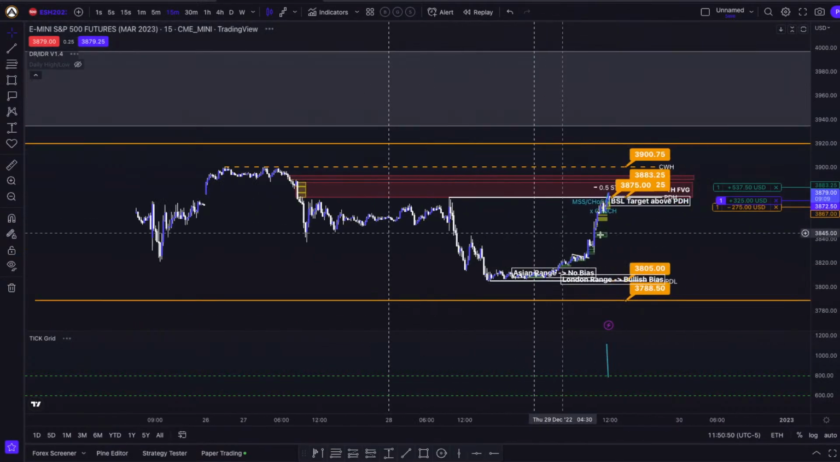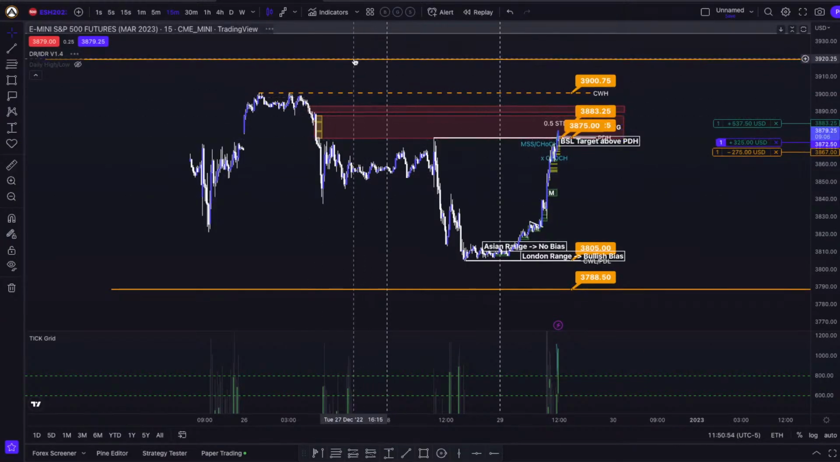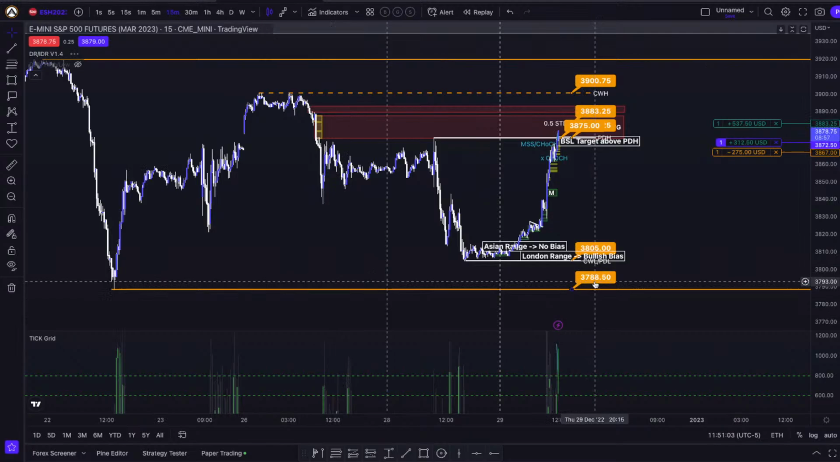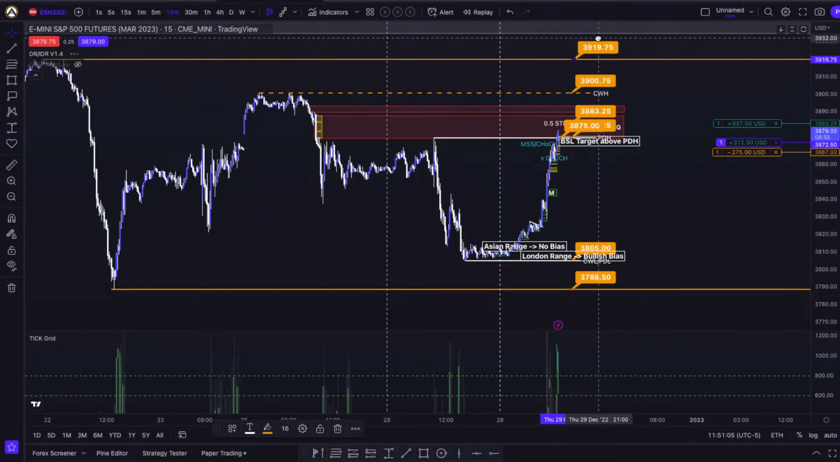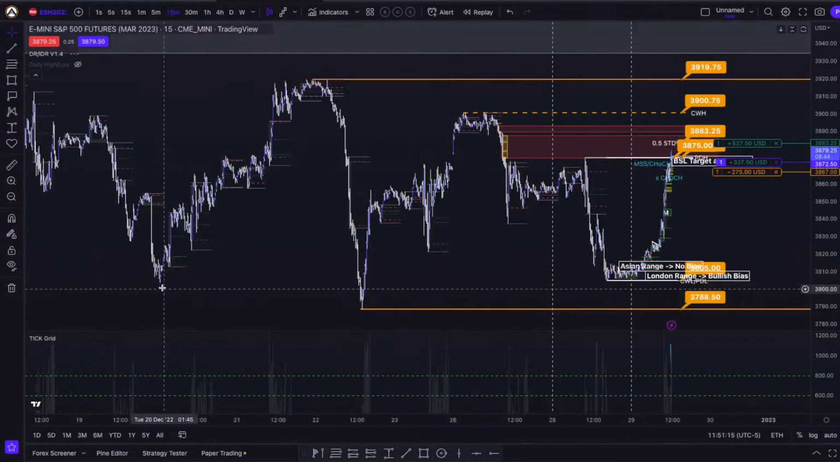So this is our overall week, and our previous week had its high right here, this thick orange line. Previous week's high right here, previous week low right here at 3,788.50, and let's use another price marker up here at 319.75.